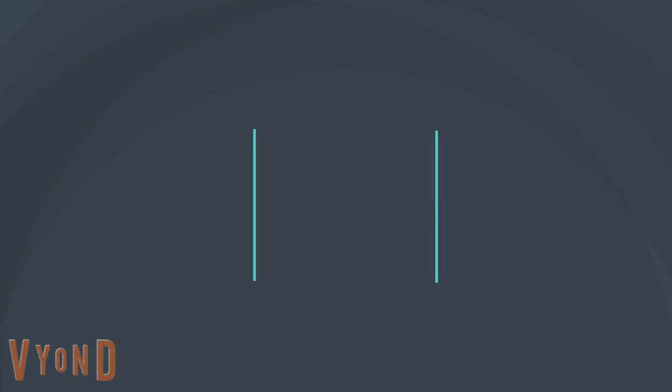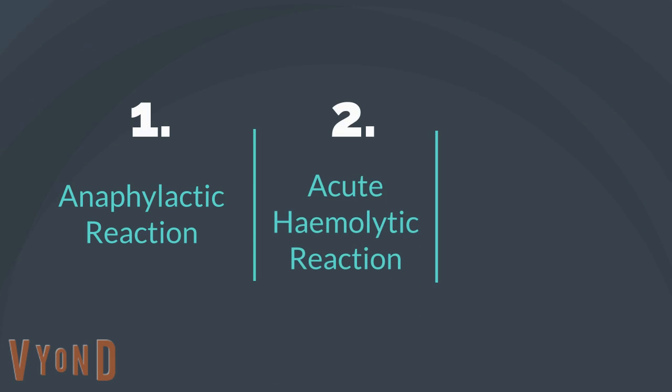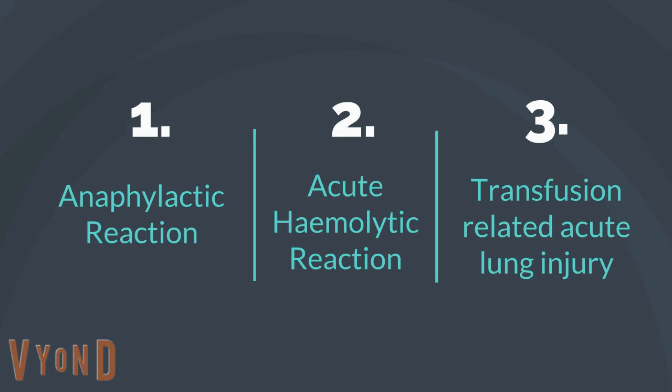If these symptoms occur after an inaccurate cross-match, there are 3 short-term conditions the patient may be experiencing. 1. An anaphylactic reaction due to a deficiency in immunoglobulin A and anti-immunoglobulin A antibodies. 2. An acute hemolytic reaction due to the wrong ABO blood type being used. And 3. A transfusion-related acute lung injury due to the patient's white cell antigens reacting negatively to donor antibodies.